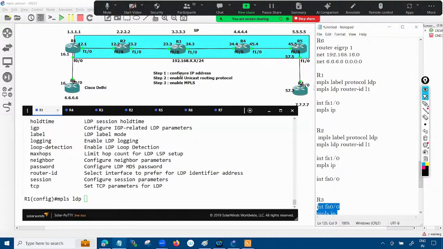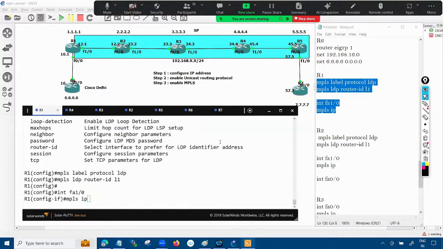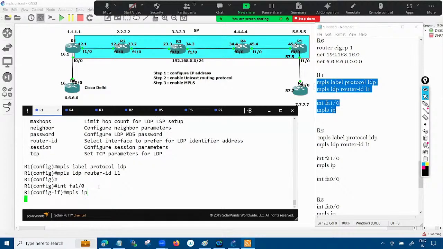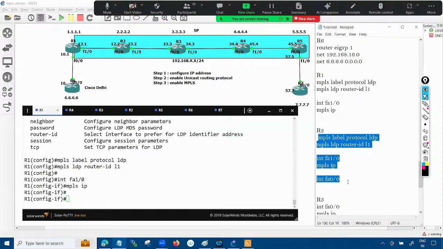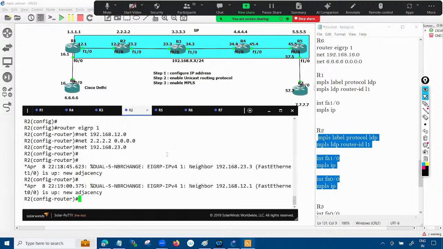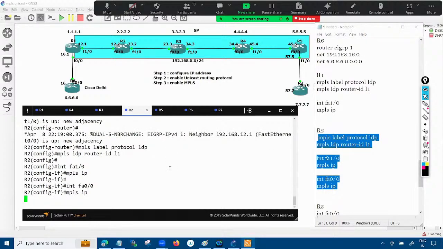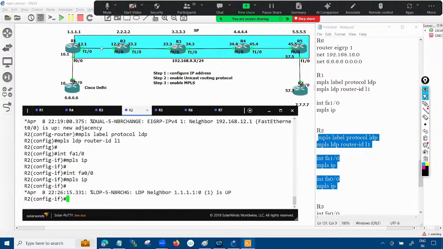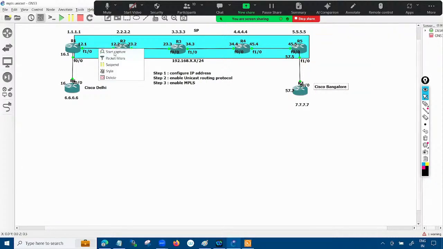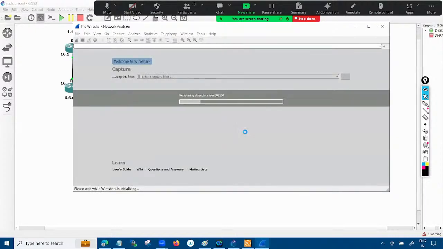So if you go on router 1, all done on router 2 as well. If you see, they will form the LDP neighborship. If you capture this link, you will see that the protocol uses a multicast address instead of broadcast. TDP uses broadcast.